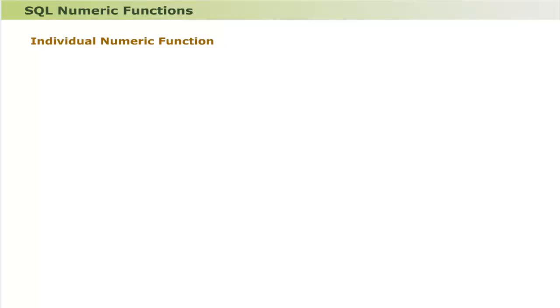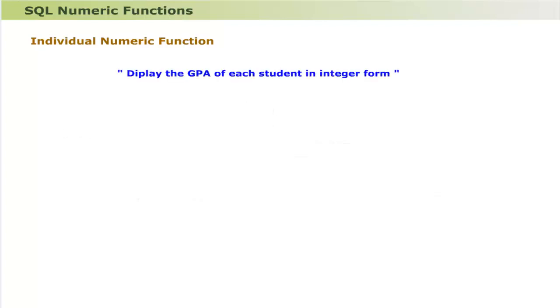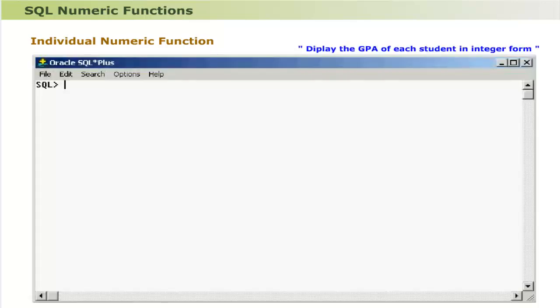Individual numeric functions. The individual numeric functions return a value for each row selected. Dear learners, consider the table students. Let us discuss a query using an individual numeric function. The query is: display the GPA of each student in integer form. The select command that uses the individual numeric function round applied is. The output of this command is.